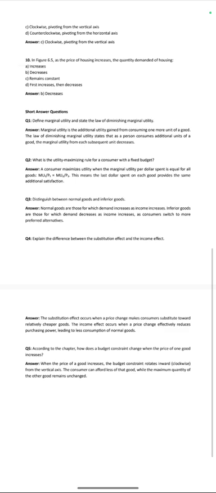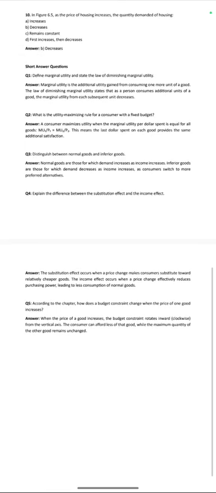Question number 3. Distinguish between normal goods and inferior goods. Answer. Normal goods are those for which demand increases as income increases. Inferior goods are those for which demand decreases as income increases, as consumers switch to more preferred alternatives.